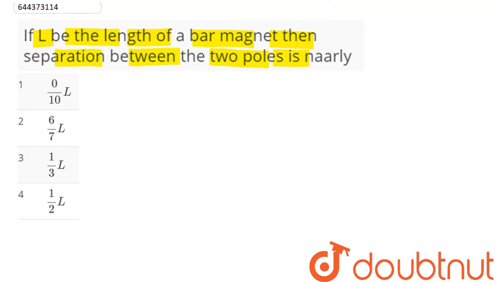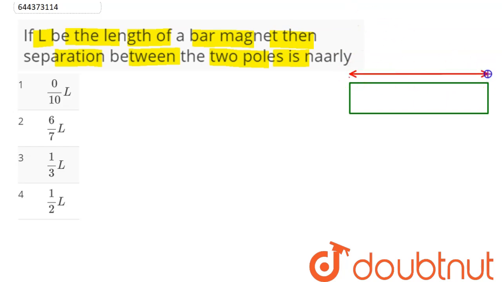Question is, if L be the length of a bar magnet, then separation between two poles is nearly. So here, we can say this is our bar magnet. Geometrical length of this bar magnet is from one end of the bar magnet to the other end of the bar magnet. Hence, this length is known as the geometrical length, which here is equal to L given in the question. Now we need to find the separation between two poles, that is North Pole and South Pole.